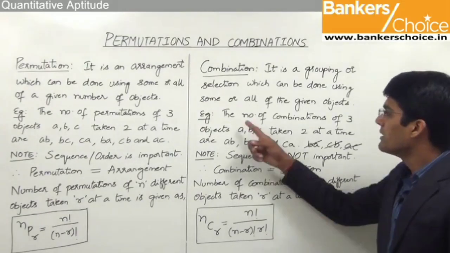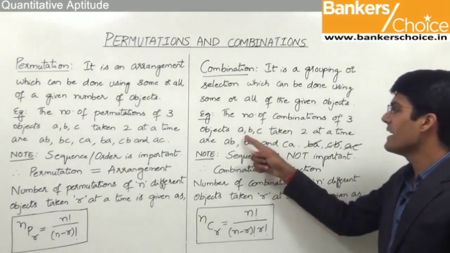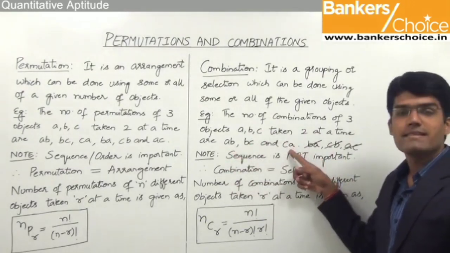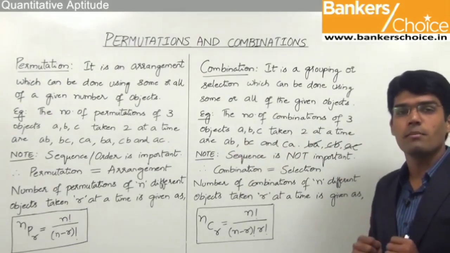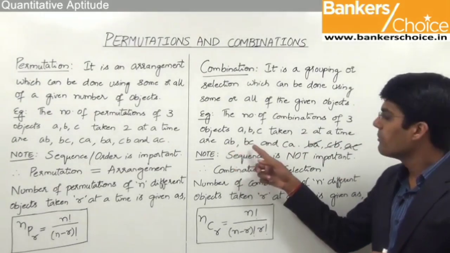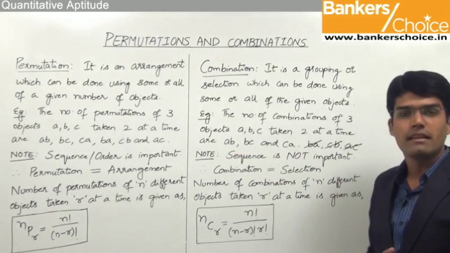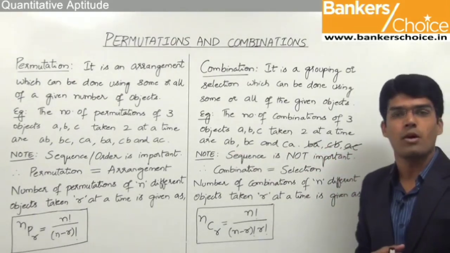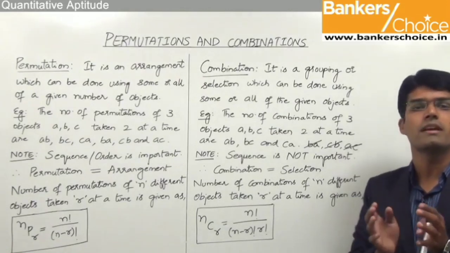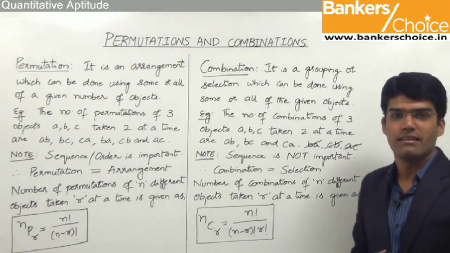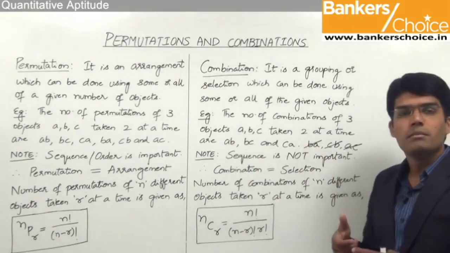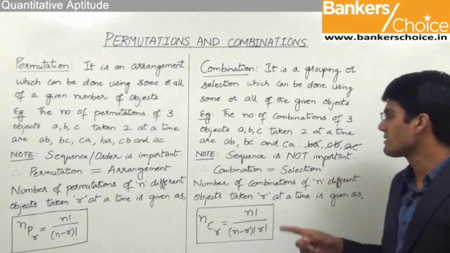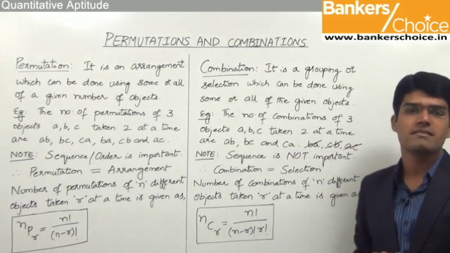For example, the number of combinations of three objects A, B and C taken two at a time are AB, BC and CA only. That means here we have three combinations, that is A and B, B and C and C and A. Remember, we cannot take BA, CB and AC as three other combinations. Why? Because combination is only a group, or it is only a selection. Here AB and BA means the same combination. Likewise BC and CB means the same combination. And CA and AC again means the same combination. Why?